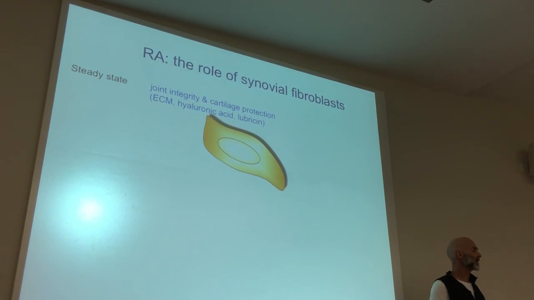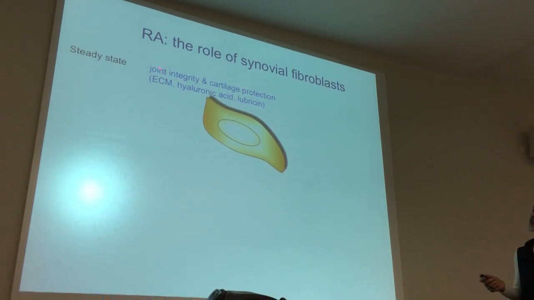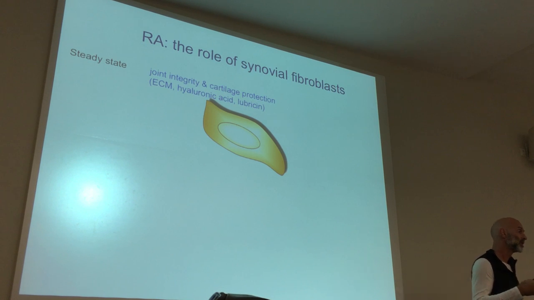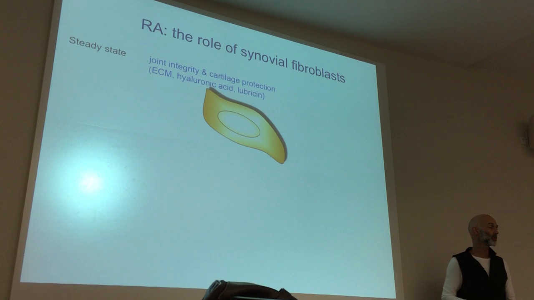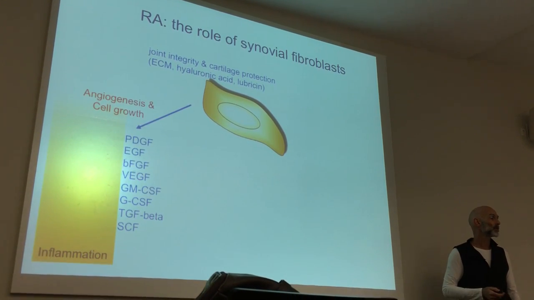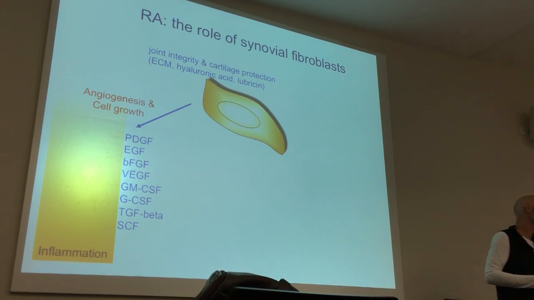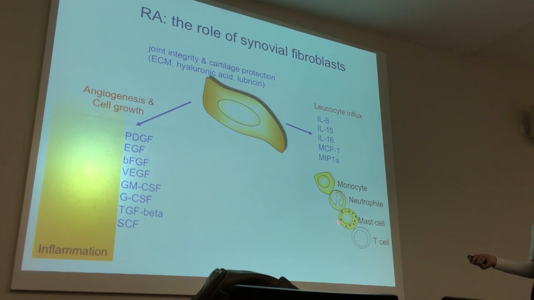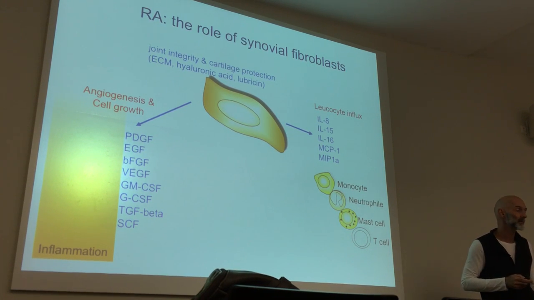Another not so fancy cell type are fibroblasts. Fibroblasts are residents in the joints. They are important already in the steady state in our joints because they play a role in the joint integrity and cartilage production. They produce hyaluronic acid, for example, or lubricin that keeps our joints smooth and movable. But in the course of inflammation, they produce a variety of growth factors or angiogenetic factors. These lead to the attraction of cells primarily of the innate immune system, so monocytes, macrophages, neutrophils, also mast cells.